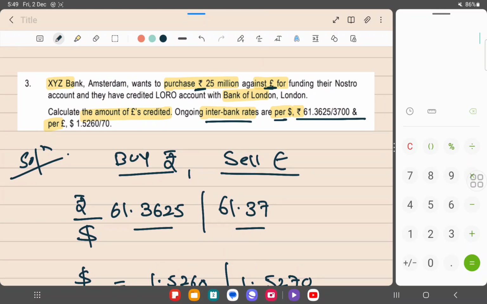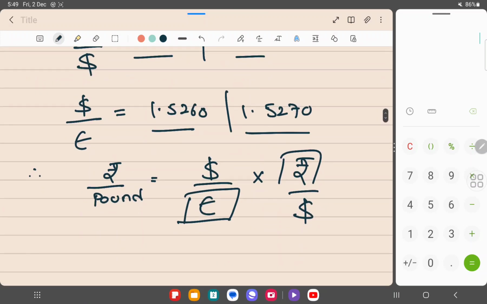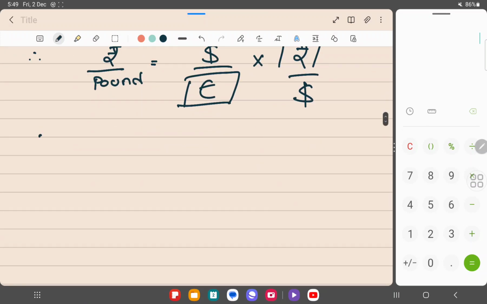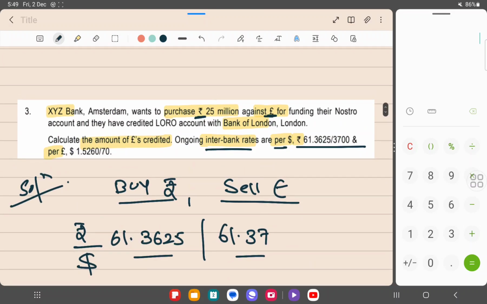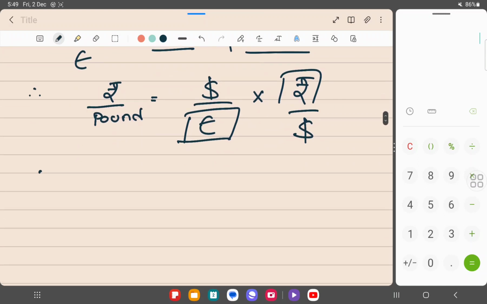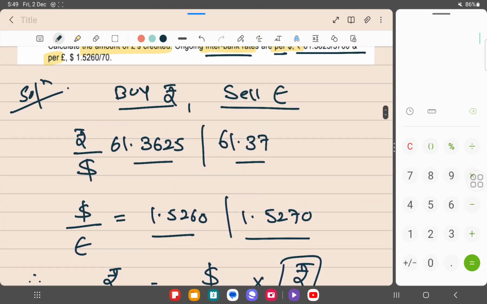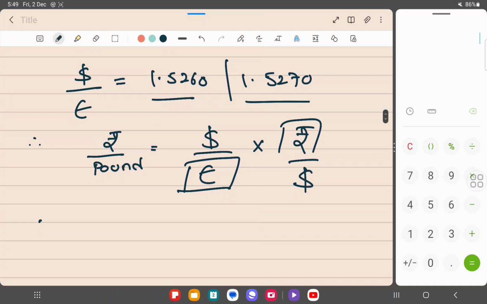Our starting point has to be, we want to purchase rupee and sell pound. So sell pound, when will I sell pound? When I would have pound in my dollars. So XYZ Bank has pound and they want to sell that pound in order to get rupee. Unfortunately, a direct quote between pound and rupee is not available, so we have to use the cross rates and see. Sell pound. XYZ Bank will sell pound.